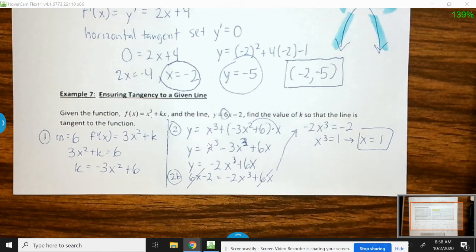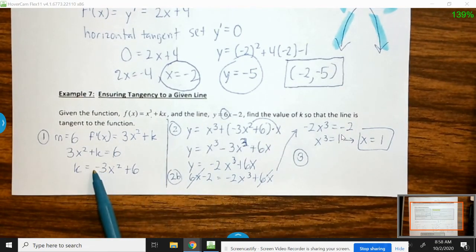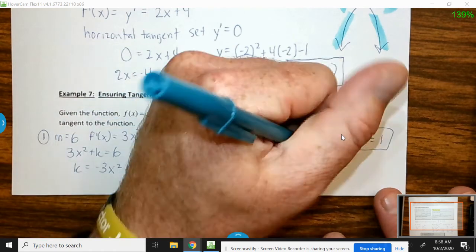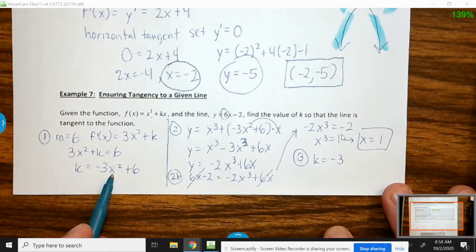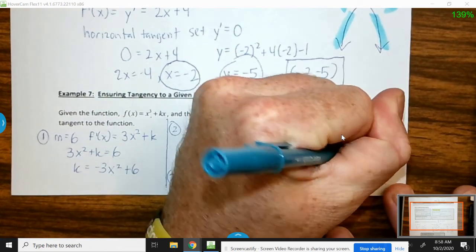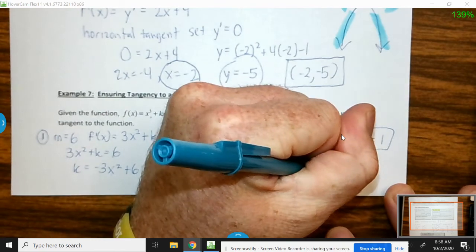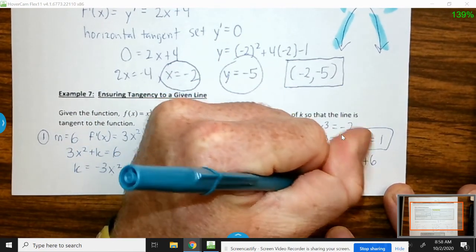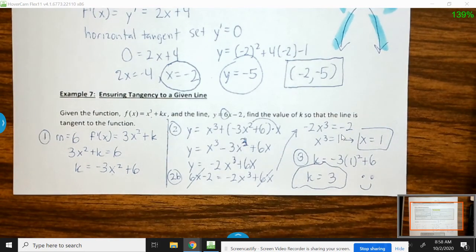Well, now that I know all of that, this is where I'm going to go back to the beginning and say, I said k was equal to negative 3x squared plus 6. Therefore, k is equal to negative 3 times x, which is 1, squared plus 6. K equals negative 3 plus 6 gives me my answer, and my final answer is k equals 3.